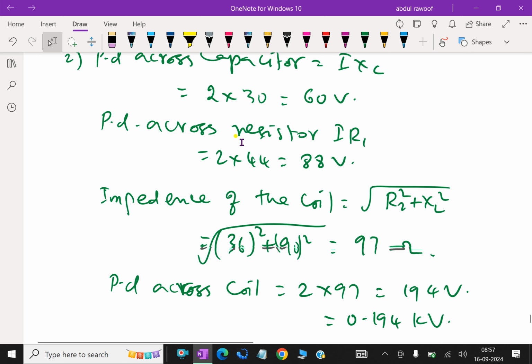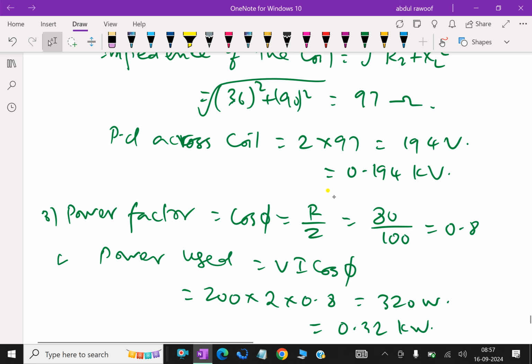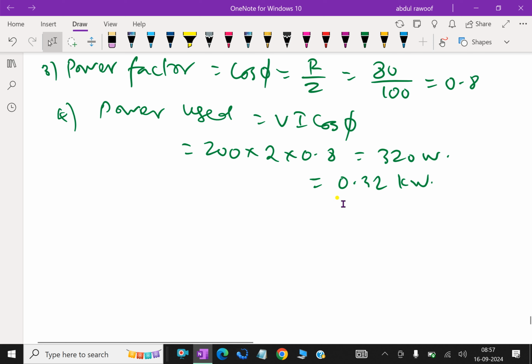Then the power absorbed: the power factor is here, then the power used, that is the power absorbed, is 0.32 kilowatts.